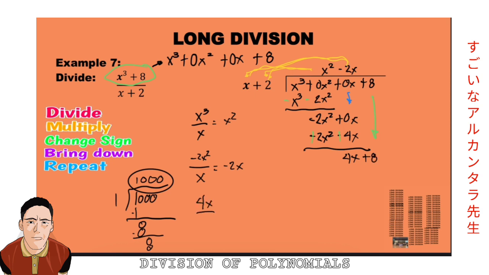Repeat the process, 4x divided by x, you get 4. Positive 4 here, 4 will be distributed to x plus 2. So 4 times x, you get 4x. Then you have 4 times 2, that will give you 8. Now we change their signs, and the answer will be 0. So your final answer here is none other than x squared minus 2x plus 4. That's how you answer something in long division. The zeros here for place value are going to be important also for synthetic division. That's why I have to emphasize a lot of possible ways to explain it.